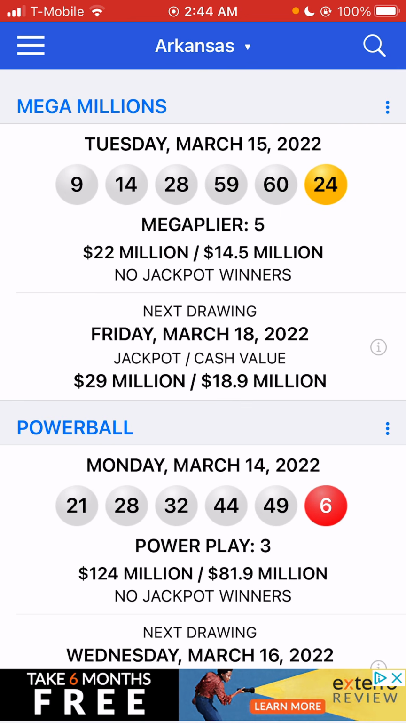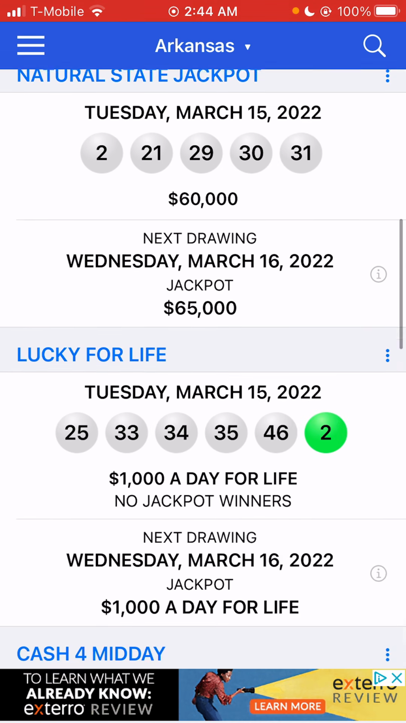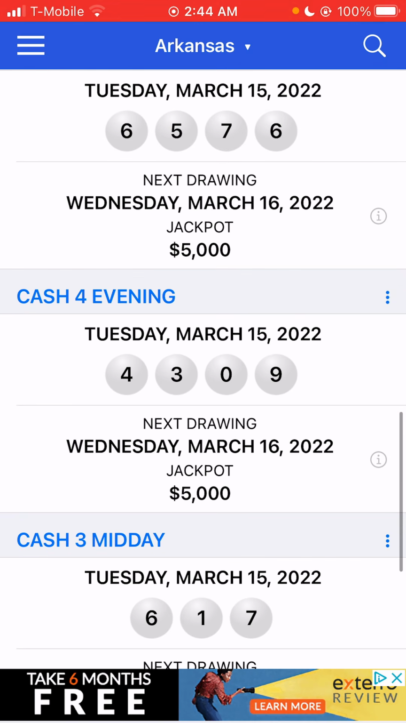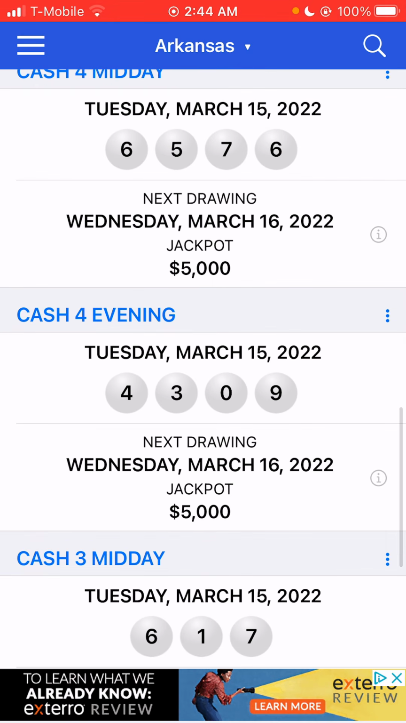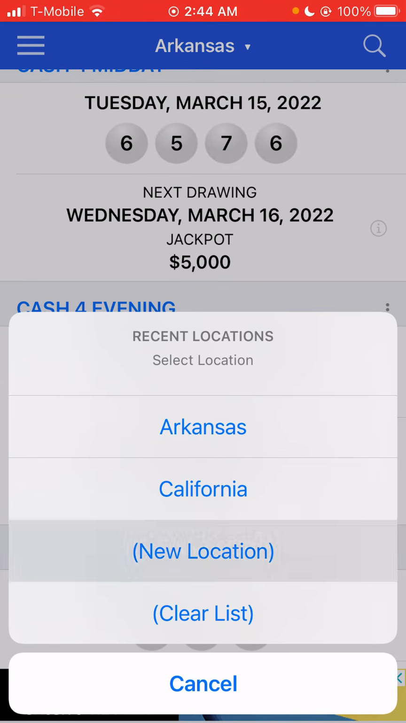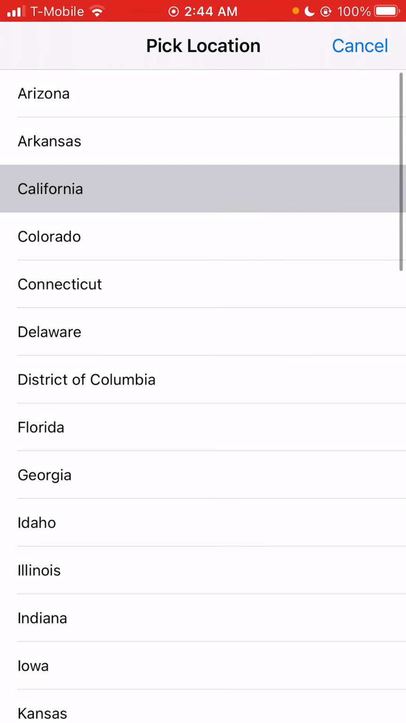Start with Arkansas. What I look for first is a number that has 3 of the same. Well, not 3 of the same. Two of the numbers have to be the same, and the other 2 are different. So Arkansas doesn't have it. Don't play Arkansas. California.